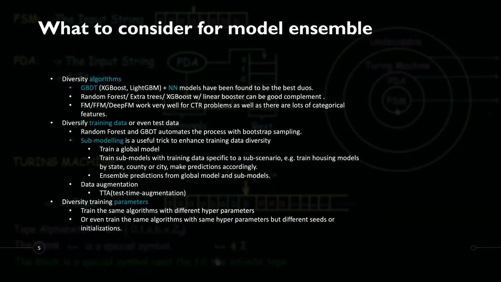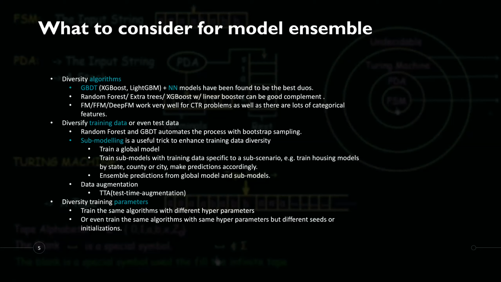And the second thing is we would like to diversify the training data or even the test data. This is because we would like to make the models different from each other, even when we train them using the same algorithm. The quickest way to do that is, instead of training the models always using the same version of the data, we can train the same model with a different version of the data.